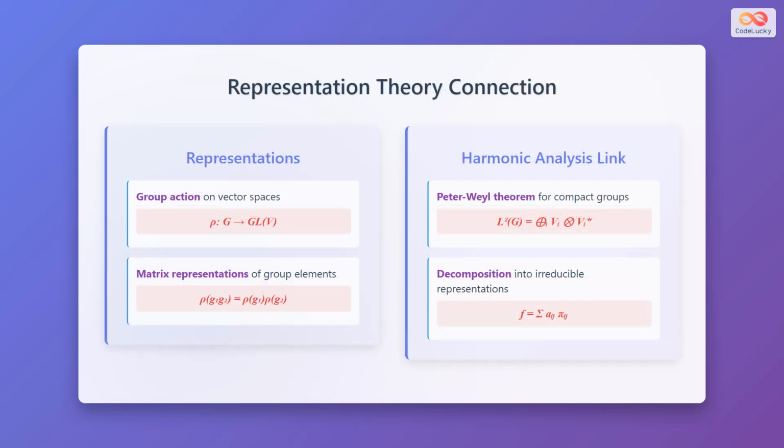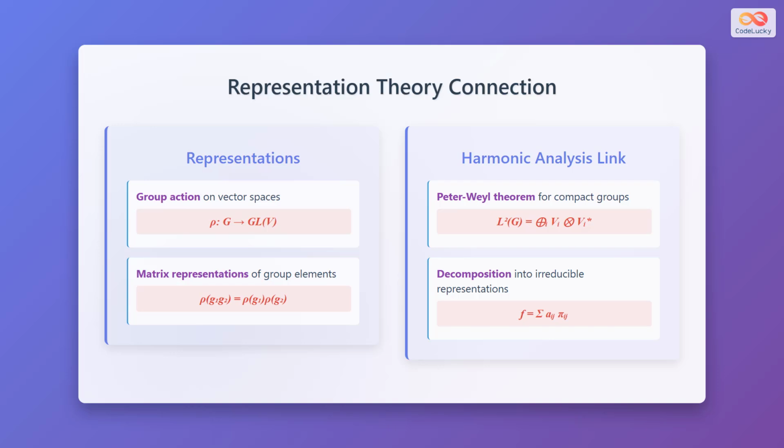Now, let's look at the connection between group theory and representation theory. Representations involves group action on vector spaces. This can be mathematically represented as ρ, from G to GL of V. It also includes matrix representations of group elements, which can be mathematically represented as ρ of G1 G2 equals ρ of G1 ρ of G2.